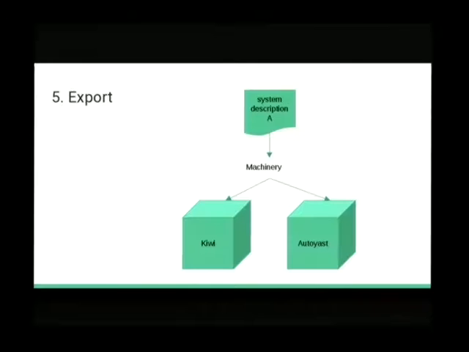In the meantime, let me show you. Basically, what happens here is that machinery takes the system description and it will convert it to either a Kiwi or an AutoYaST configuration file, which you can define depending on the command that you use, either export Kiwi or export AutoYaST. And this can be quite helpful. For example, if you have an old version of a machine, an old description, an old state that you would like to see, you just put it into a Kiwi image. You use Kiwi to build the image, and then you already can run this machine. You don't actually have to save the machine to do it.